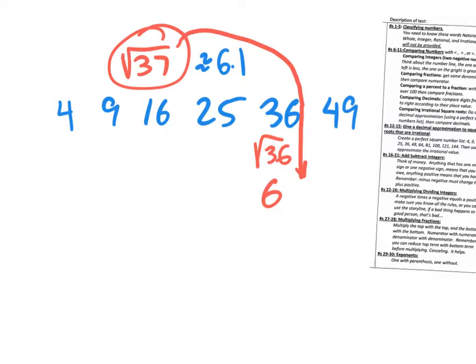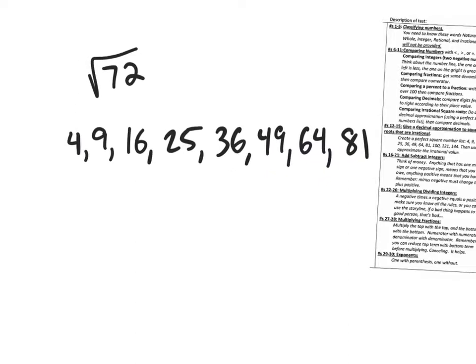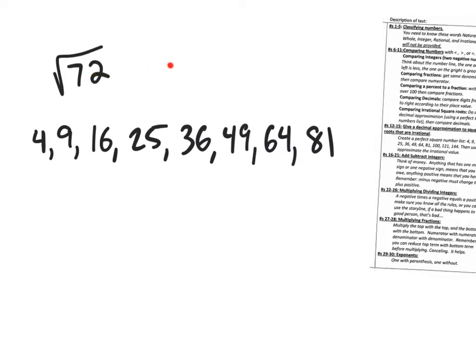Let's try one more. How about the square root of 72? So I've made a perfect square number list, 2 squared, 3 squared, all the way to 81, and I could stop right there because I know 72 is right between 64 and 81. So 72 is not really close to 64, just like 72 is not really close to 81. So it's kind of in between the two.